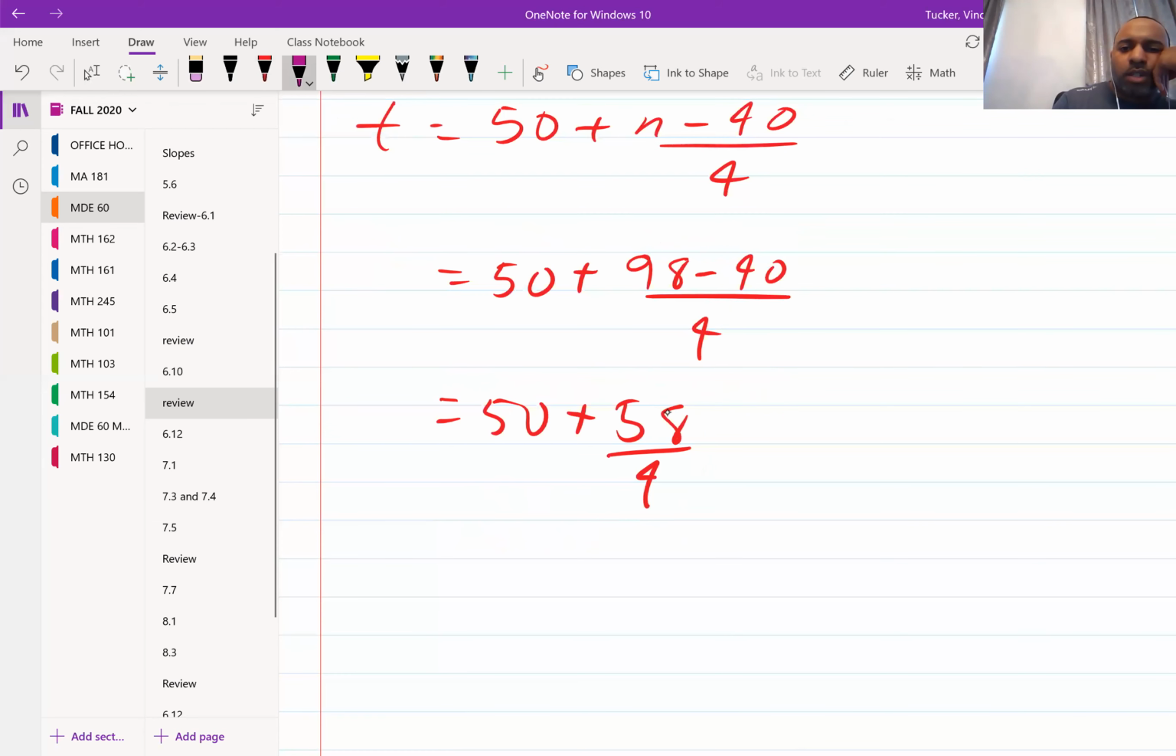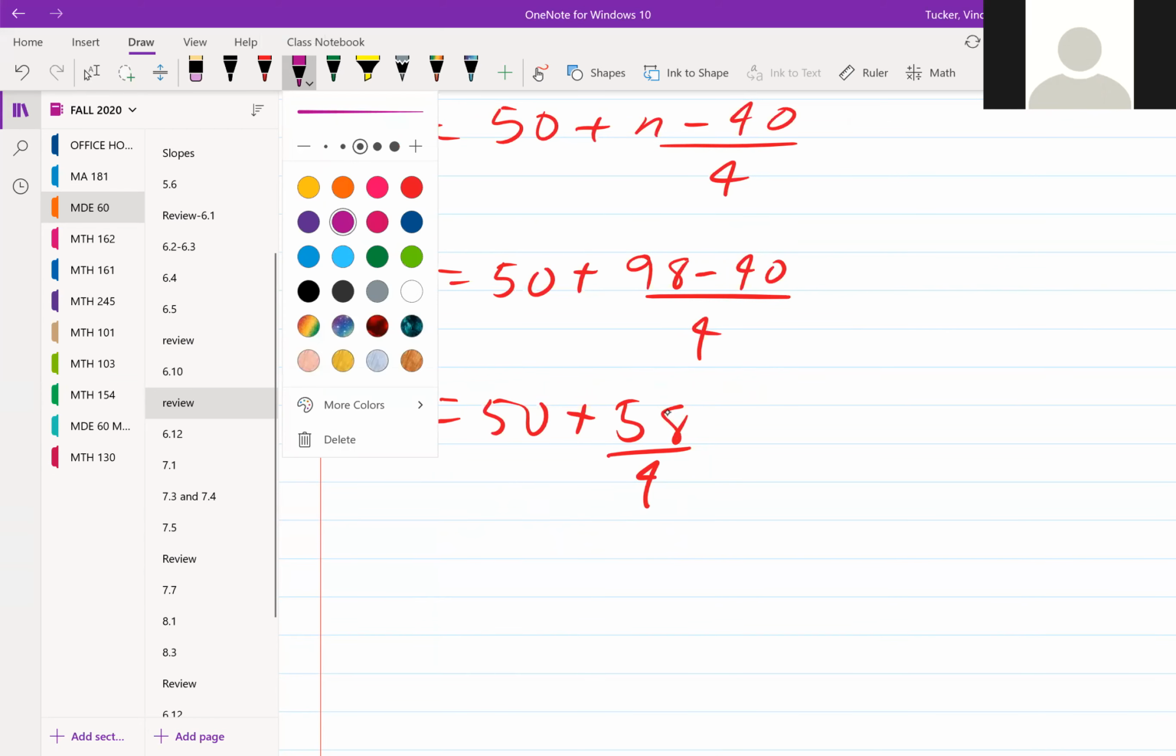Okay. So now you could reduce this if you wanted. Four doesn't go into 58 all the way, but you can reduce it by 2 if you want. So we can go with 29 over 2, because 58 divided by 2 is 29 and 4 divided by 2 is 2.